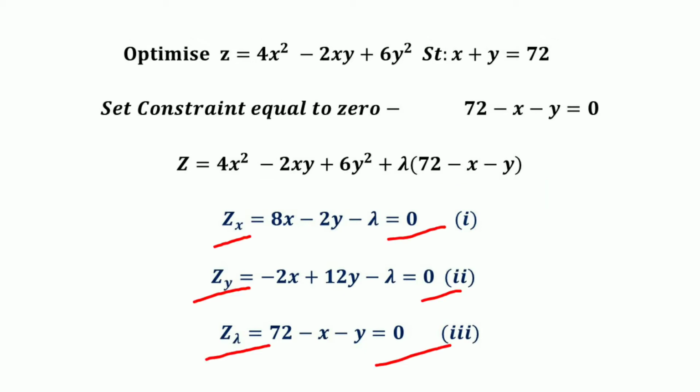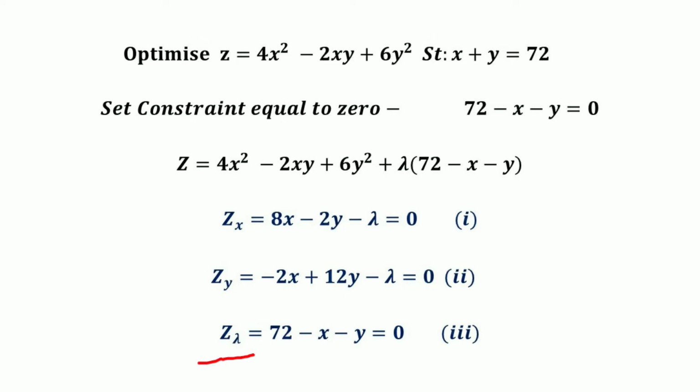After finding the reformulated function, which is known as the Lagrange function, we want to take the first order partial derivatives and set them equal to 0 and then solve simultaneously. So if you take the partial derivative with respect to x, then it will become 8x minus 2y minus lambda is equal to 0, which is the first equation. Then we take the partial derivative of the function z with respect to y. Then it will become minus 2x plus 12y minus lambda, which is equal to 0, which is the second equation.